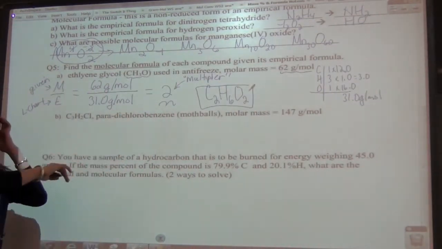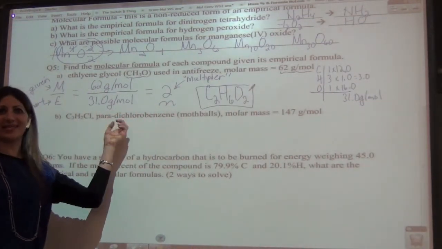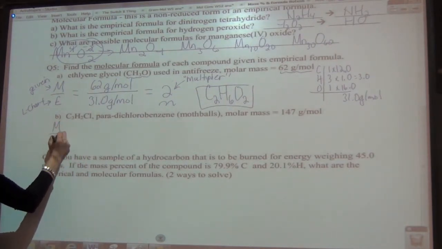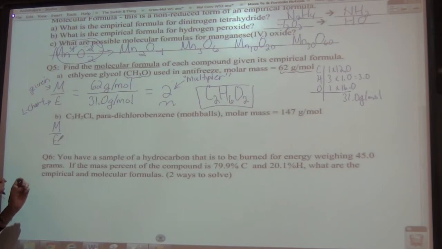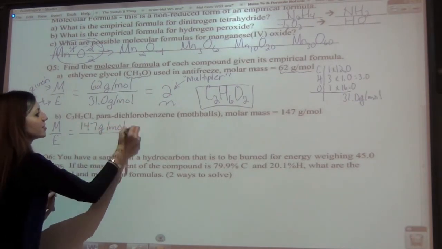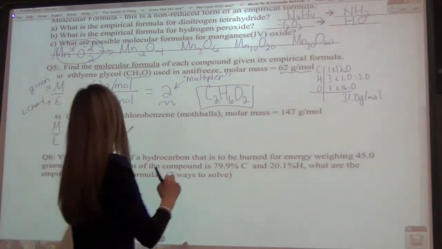So paradichlorobenzene, this is the one that we used in the heating lab, the heating curve lab. So we've got M over E again, okay? What is the mass of your molecular? What do they give you? 147 grams for every mole. Divided by your L chart. So let's L chart this.